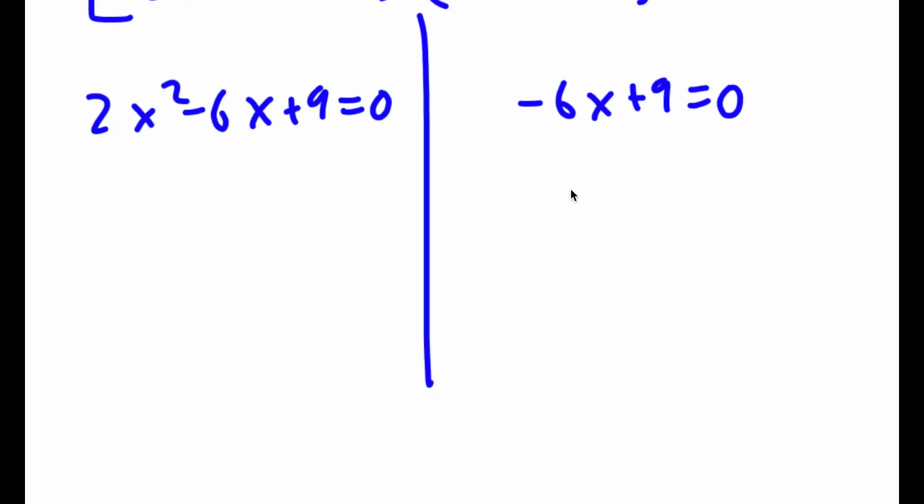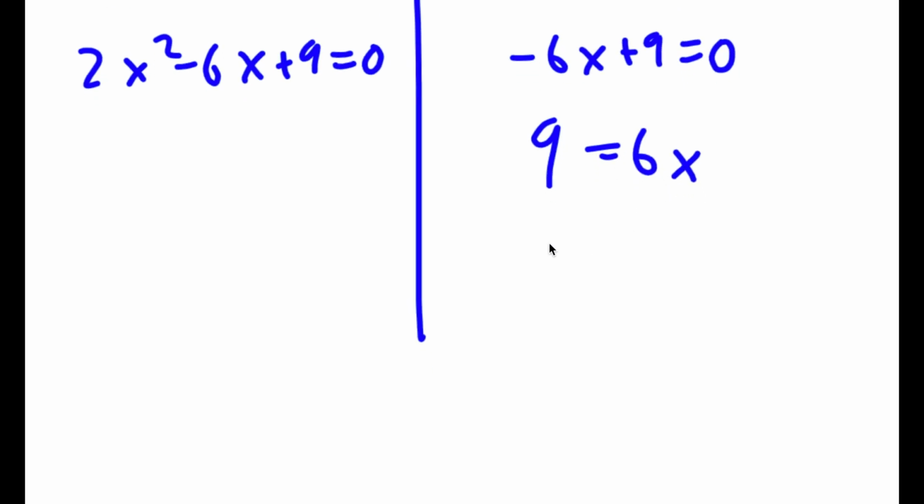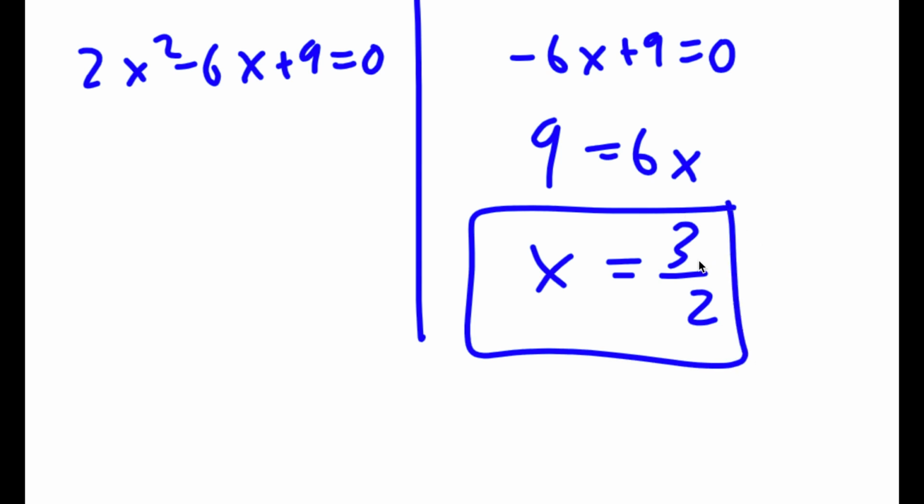So for negative 6x plus 9 equals 0, I get 9 is equal to 6x, and x is equal to 9 over 6, which is equal to 3 over 2. So this is one solution of x.